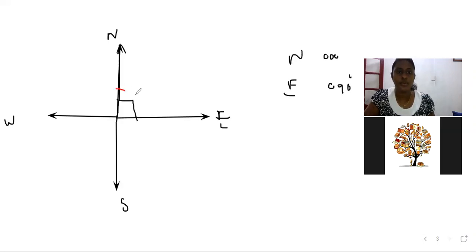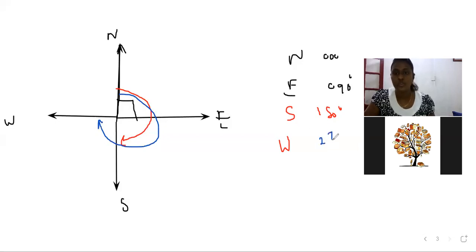Then north to south is 180 degrees. Then west with respect to north, we see: north to west, what's the value? 90, 90, 90, three 90s mean 270. That's how you calculate the bearings of the main directions.